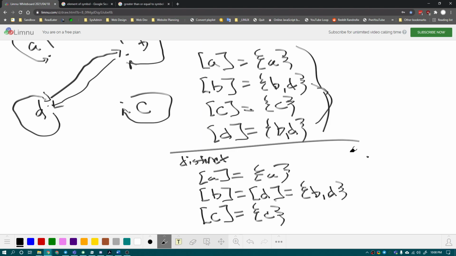I'll just do it the way you did. Honestly, no matter how he words it, this is what he's looking for. He's looking for us to identify that the equivalence class B is equal to the equivalence class D, which is equal to a set containing B and D. Okay. Gotcha. Cool.